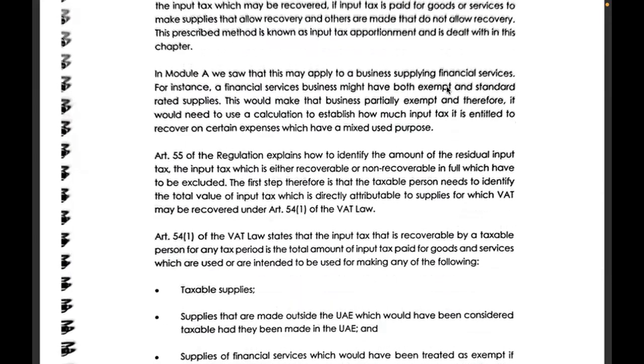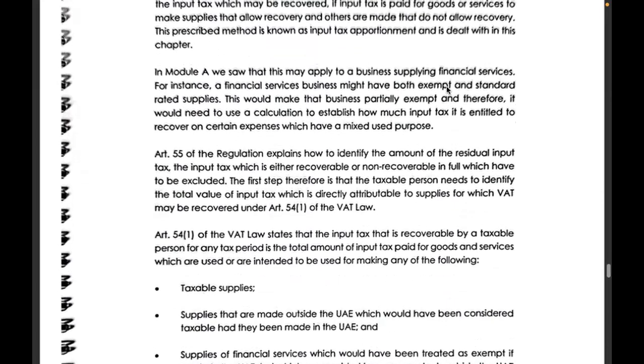So we have seen that those businesses which supply financial services cannot recover input VAT which relates to such financial services, in which there is, for example, an implicit interest rate, which is made a part of the future value. So in that particular case, this becomes an exempt supply.